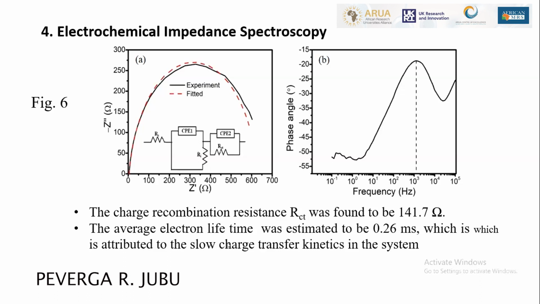This value is quite high, and which actually supports the reasonable photocurrent density observed in the voltammograms. And the average electron lifetime was calculated from the Bode plot, which is in figure 6b. And the electron lifetime was found to be 0.26. This value is also quite low, which also supports quite a reasonable performance of the device in terms of the output photocurrent density.